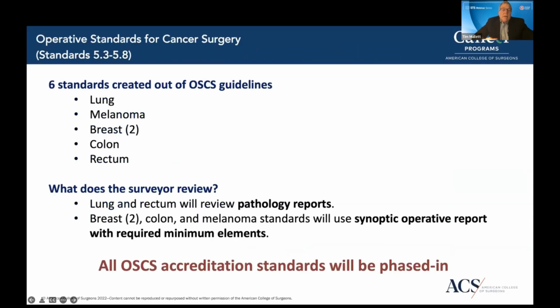And really, when we began this project, and it is a beginning, we started with 6 standards, and 5.8 is one of them. It's the lung standard. There's also a standard in melanoma, 2 standards in breast, a standard in colon, and 1 for the rectum. And so the surveyors at all of the Commission on Cancer accredited programs, 1,500 of them across the country, are all going to be looking for the same pieces of information.